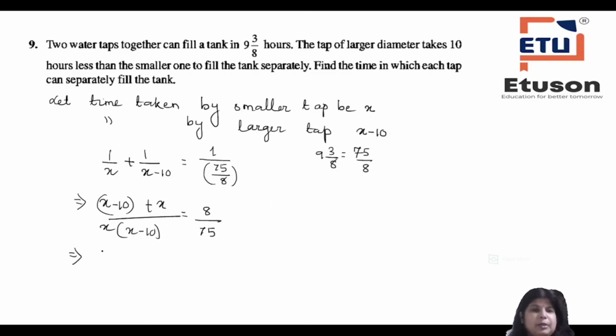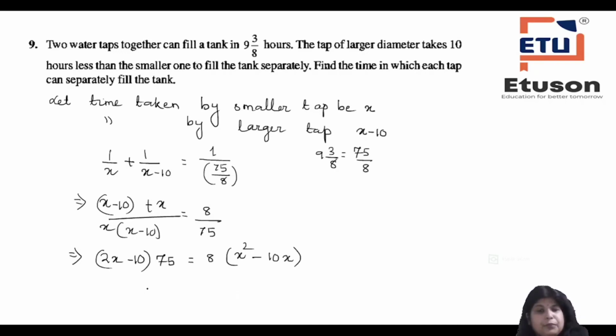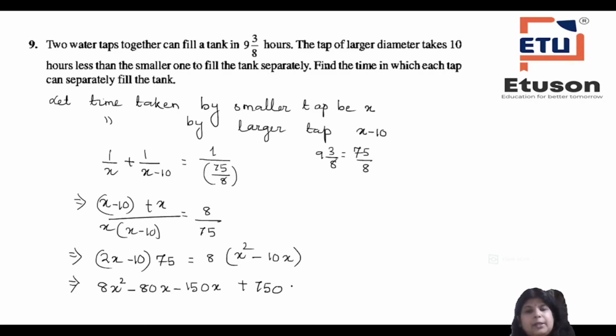So now here you will get what? 2x minus 10 into 75 is equal to 8 into x square minus 10x, correct or not? So let us simplify the equation. You will get 8x square minus 80x, okay, minus 150x plus 750 is equal to 0. Correct or not?